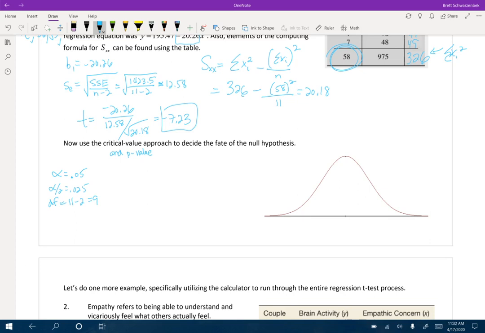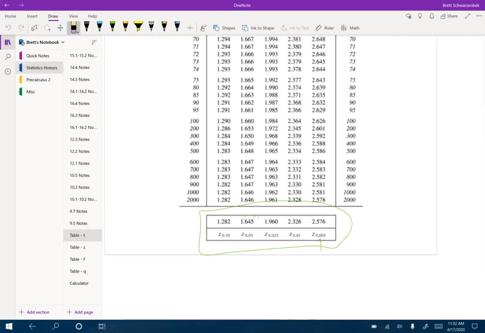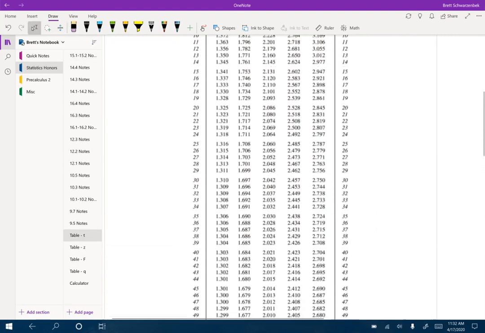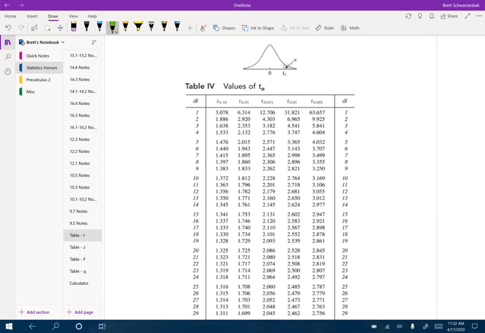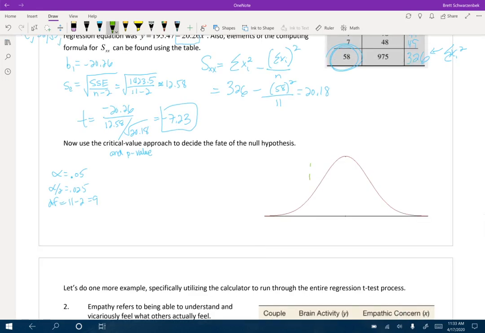So real quick, go to our t-chart. Let me get rid of some of the old stuff we've had before. So we're going to 9 degrees of freedom, which is right here. And we're looking up t sub 0.025, which is going to give us 2.262 as our value. So where does that go? That creates our negative 2.262, positive 2.262. That sets up our critical values.